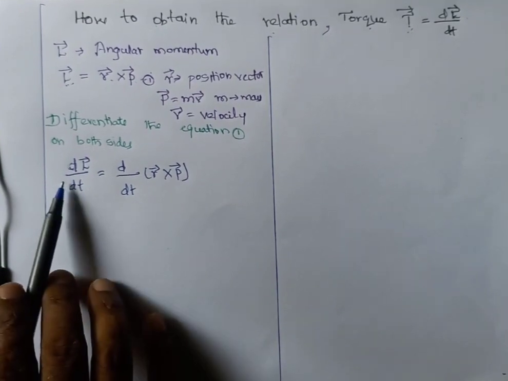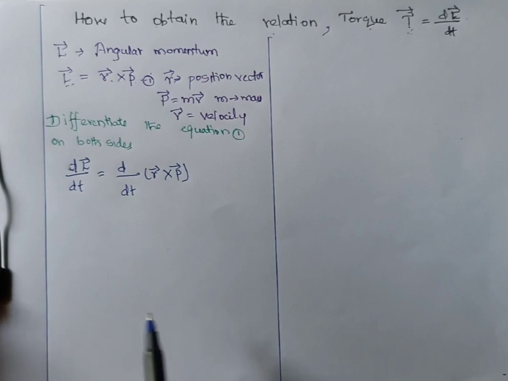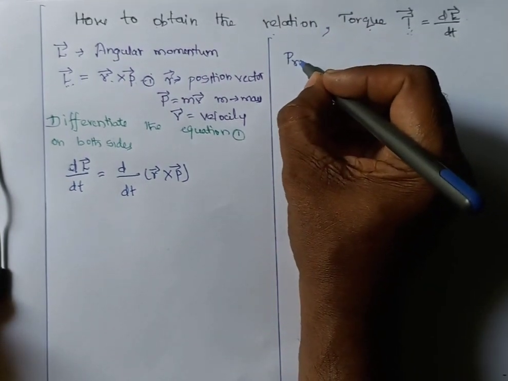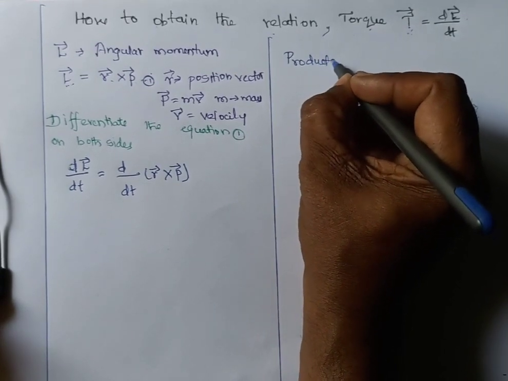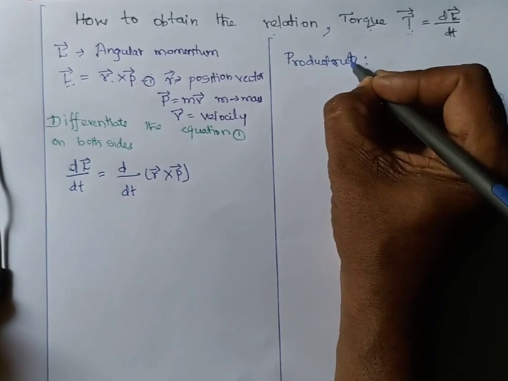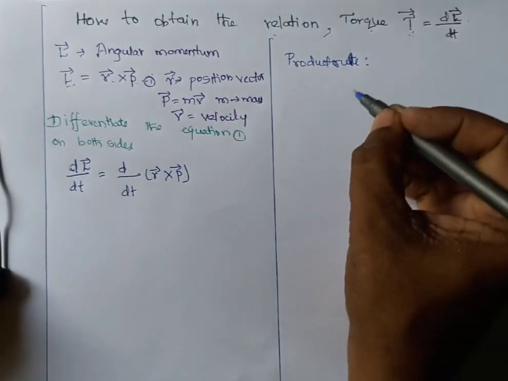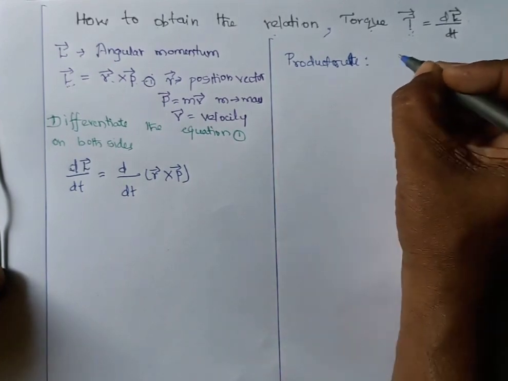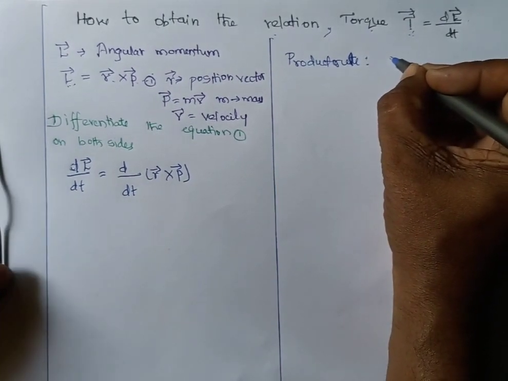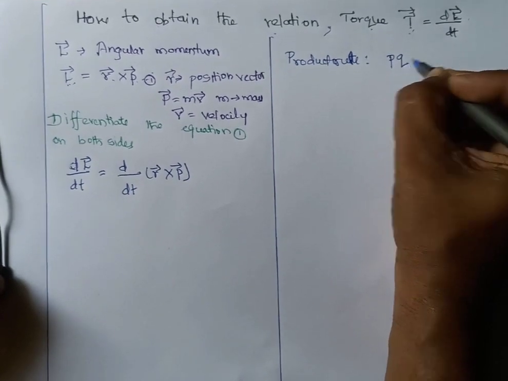Here we should use the product rule to differentiate. What is the product rule? Now let us try to understand what the product rule is. Product rule in case of differentiation: imagine there are two physical quantities. First physical quantity, let it be P. Second physical quantity, let it be Q.